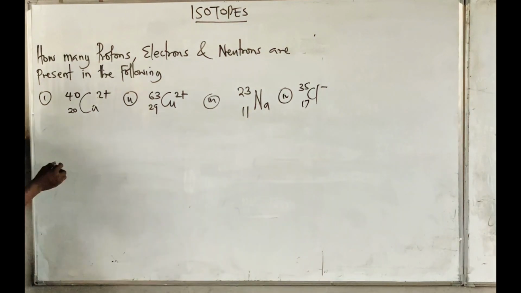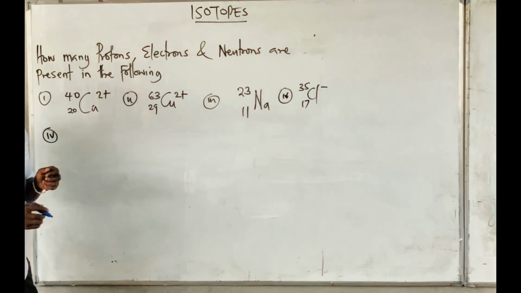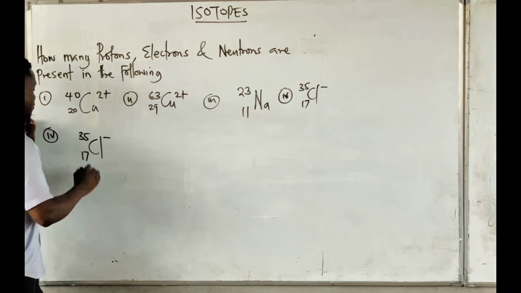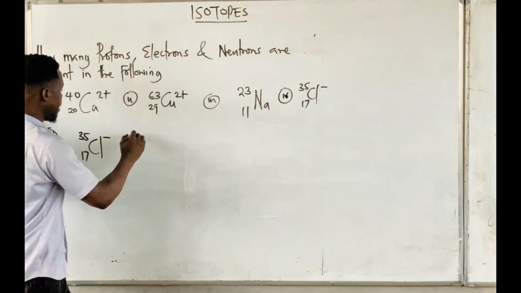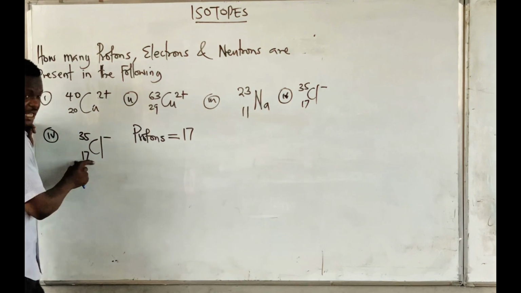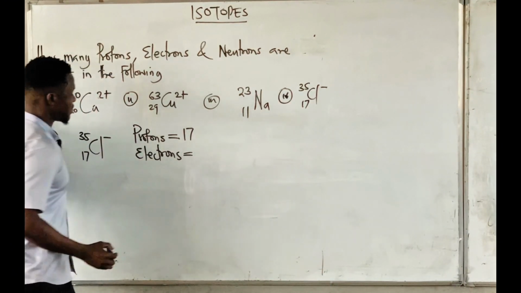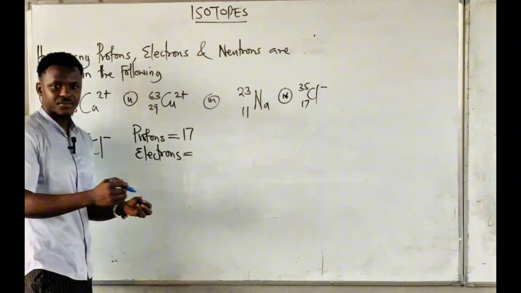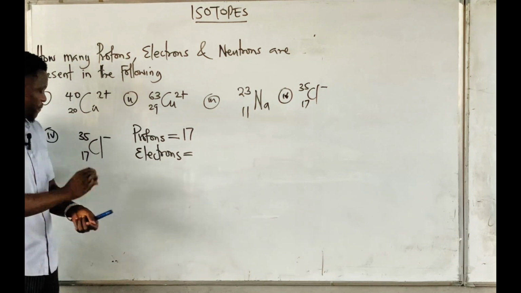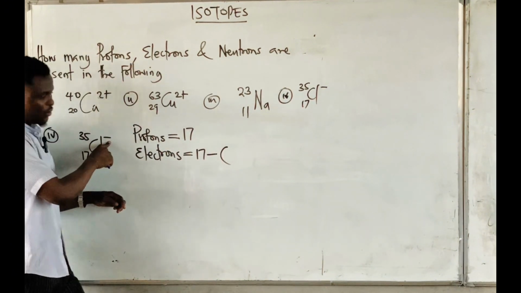Now let's look at the fourth guy, IV. Now we have 35 Cl minus. Now the proton here is 17, which is this guy. Now the electrons is proton minus charge. I already gave us the formula in previous cases. So electron is proton minus charge. The proton in this case is 17 minus. The charge in this case is minus 1.